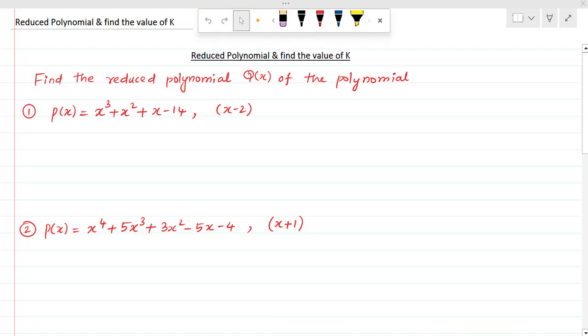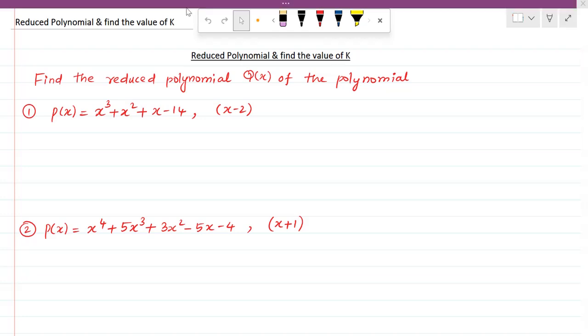In this video, we are going to study the reduced polynomial and how to find the value of k if the given factor binomial is a factor of the polynomial. So first of all, we will try with the reduced polynomial. How will you reduce the polynomial?